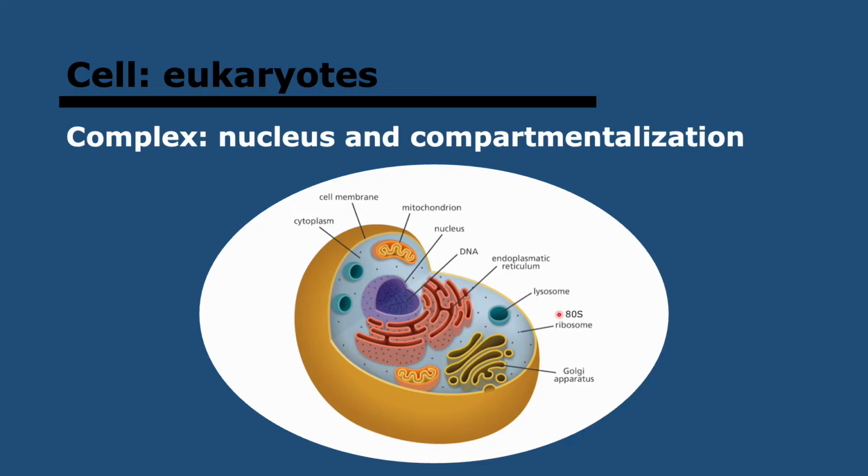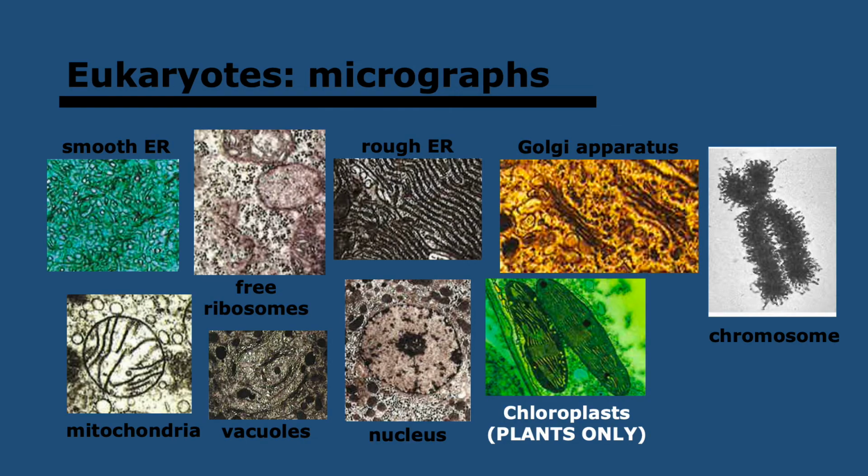We also have ribosomes, but in this case, they're 80S ribosomes. That's an important difference again. And other organelles such as mitochondria. These are most of the organelles that are found in eukaryotes. There's more, but these are the main ones. Starting with chloroplasts, these are only found in plants, so that's an important difference.